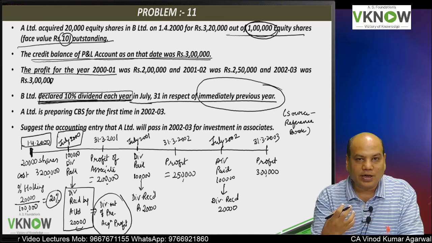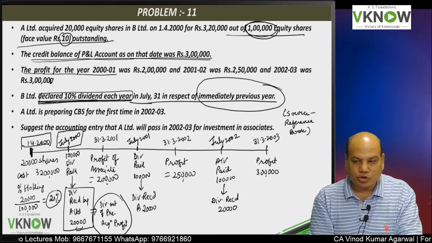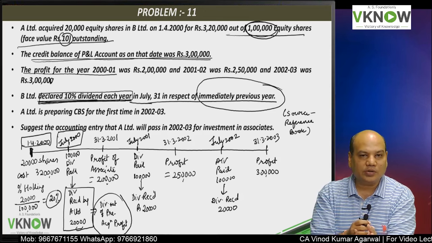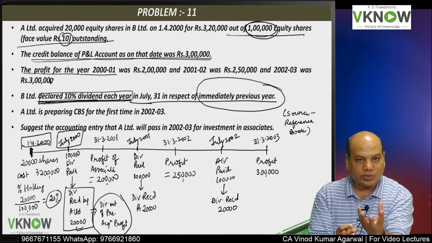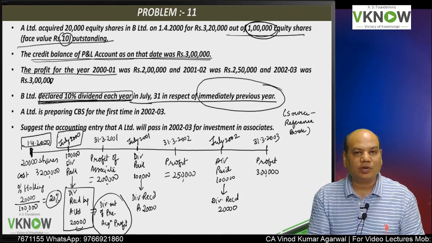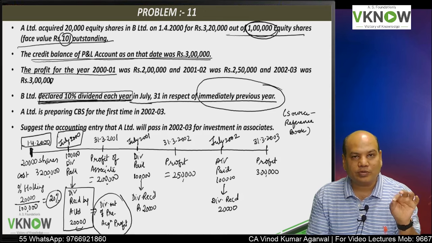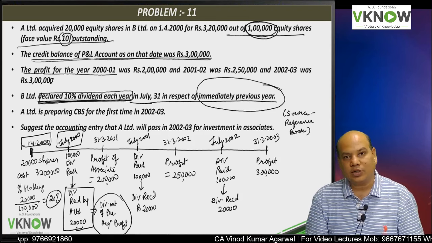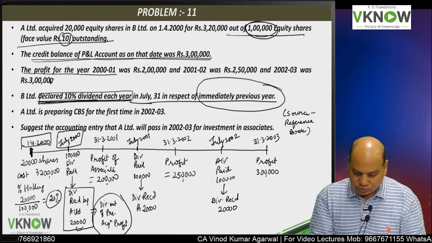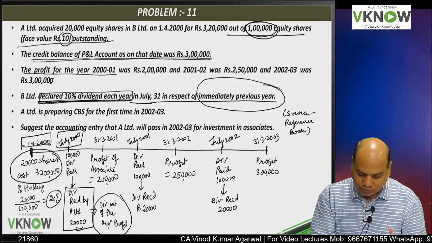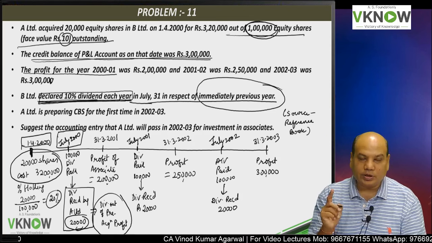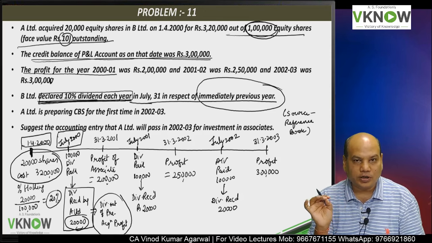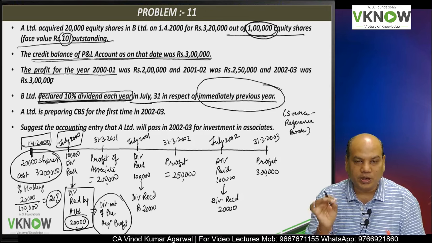It is treated as a recovery of cost because you paid 3,20,000 and immediately you got 20,000 rupees dividend. So out of 3,20,000, 20,000 you have recovered back. So your cost of acquisition will reduce. Cost of acquisition will reduce by 20,000. Okay. So cost of acquisition 3,20,000. We are going to reduce by 20,000, and therefore the net cost of acquisition for all further accounting will be rupees 3 lakh.